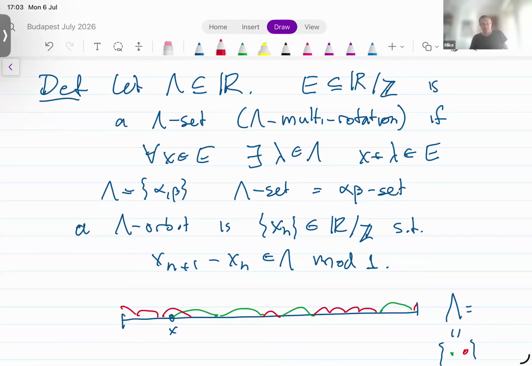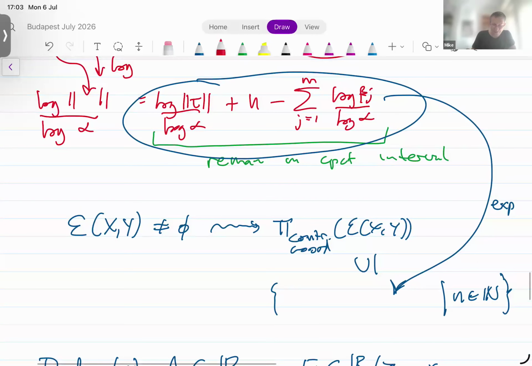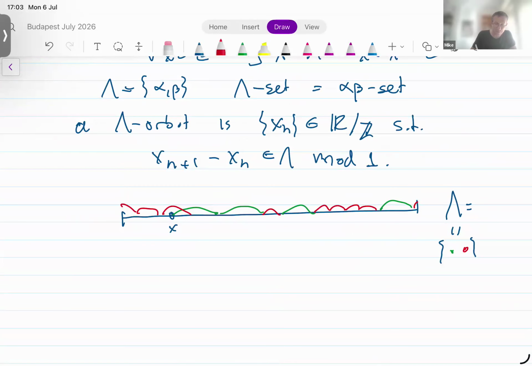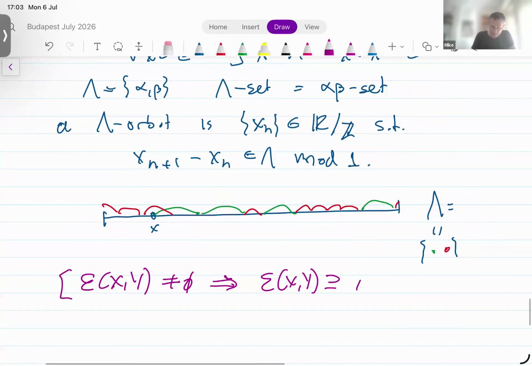Right, and the connection with what I discussed up until now is that this set, let me write this down explicitly. So, right, what we were saying before is essentially that if E of xy is not empty, then E of xy contains a lambda set, where lambda is the collection of the log beta j's over log alpha.